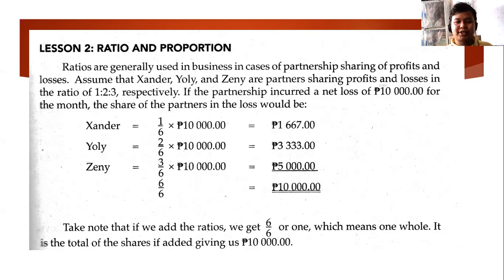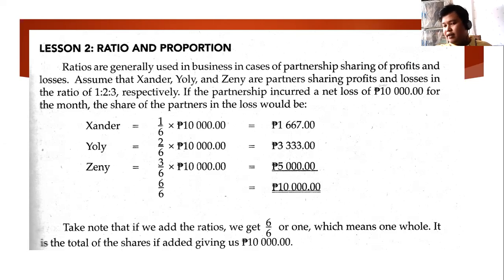pinaghati-hati yung net losses. Si Sander dahil meron siyang 1, so all you have to do is 1, 2, and 3. 1 plus 2 plus 3, so it's 6. So 1 over 6, may 1 share sa 6 na share. Eh yung loss nila is 10,000. So magiging loss niya is 1,667. Si Yoli naman, may dalawa siyang share doon sa 6 shares times 10,000. Meron siyang loss na 3,333.